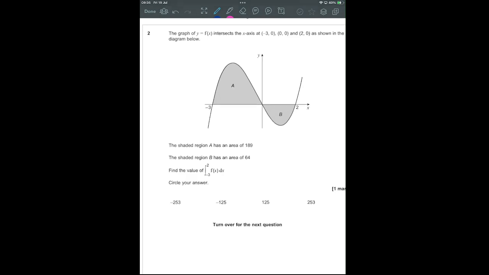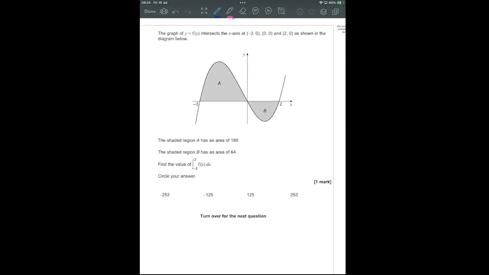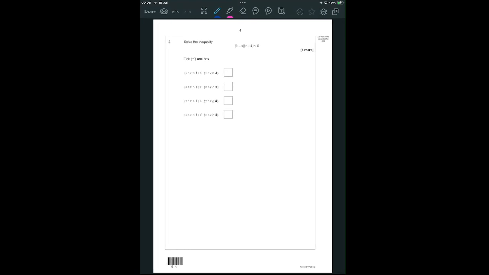Question 2. The graph intersects at those points shown there. Shaded region A is 189, B is 64. However, B is below the x-axis, so it's really a negative. So this is the 189, but we're subtracting the 64 rather than adding that area on, which gives me 125. Just double checking because there was a negative 125 and the 253 is from adding them together. So any combination would have given you those four answers. A was positive, B was negative.